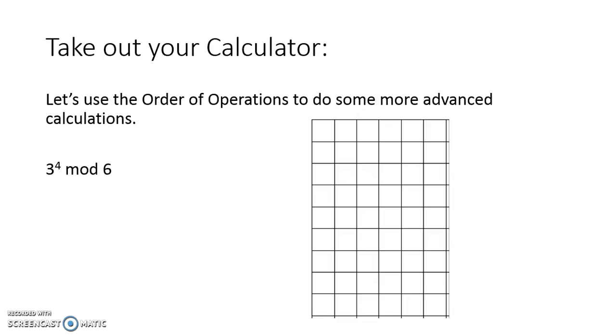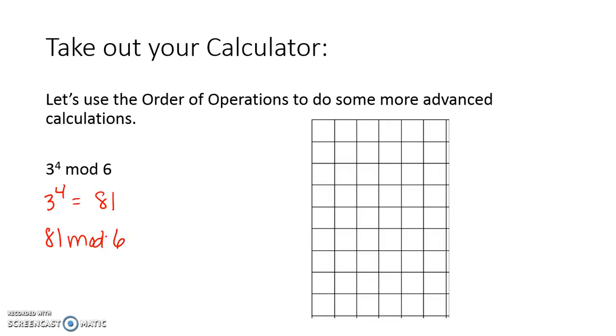Now let's take out our calculators because we're going to get into a little more advanced modular arithmetic, but still, the order of operations still applies here. What we're saying is that we are going to take 3 to the 4th power and then divide it by 6 to get your remainder. So using the order of operations, exponents come before division. So what I need to do first is 3 to the 4th power, which is 81. And now I just need to say, well, what is 81?